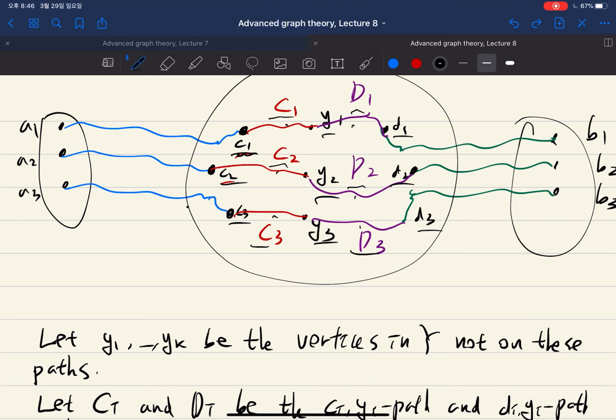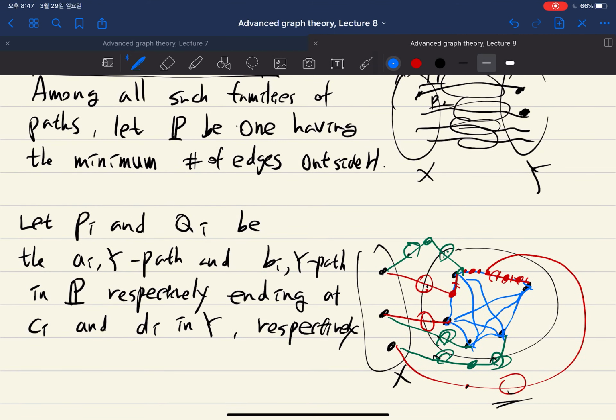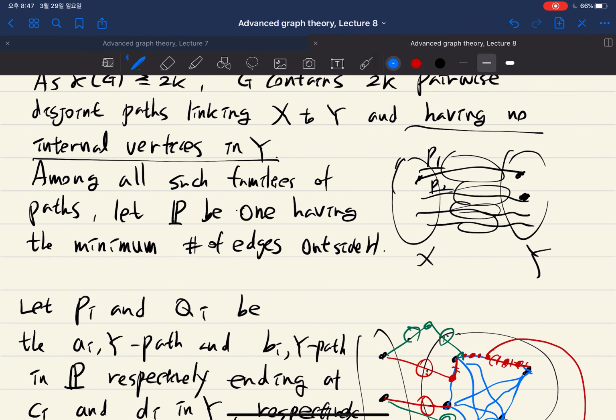There are actually some possibility that this may be hitting H before actually going to this C1. It hits H in a non-branch vertex. So for example, it can look in this way. So it can hit actually this vertex. Because we only ensure that the number of edges outside of H is minimum.